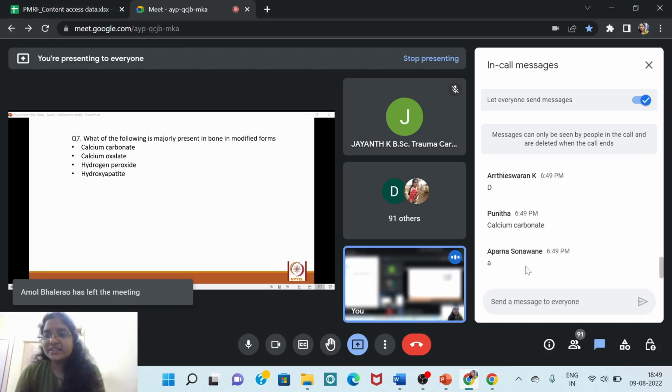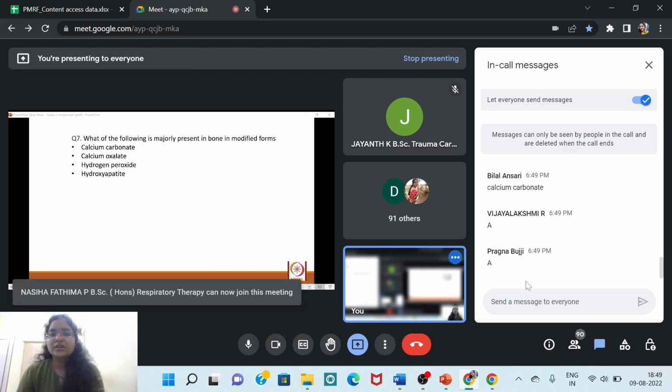Whoever is writing that they are not able to see the screen properly, but I am not sure if it is happening with all the students. Please just leave the meeting and join again. Maybe you will be able to see it correctly. Because I'm not sure if there is any problem in the network from my side, right?